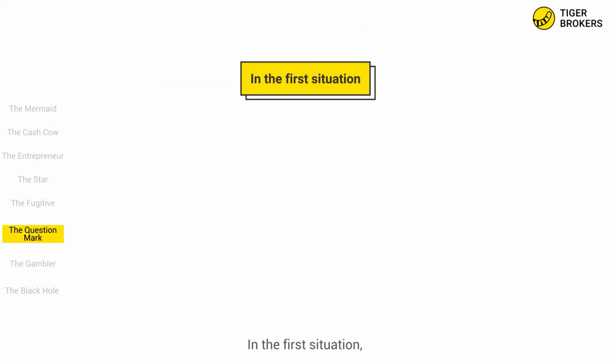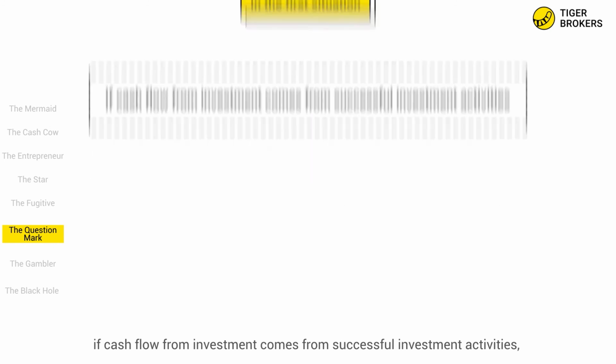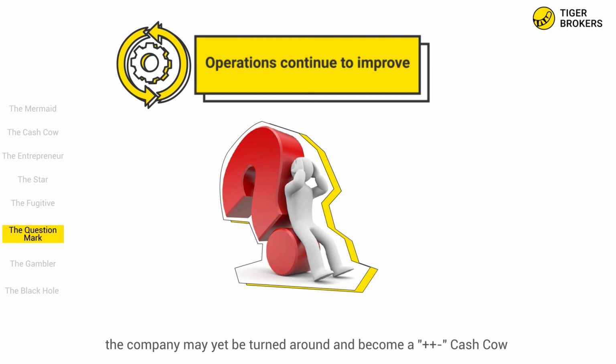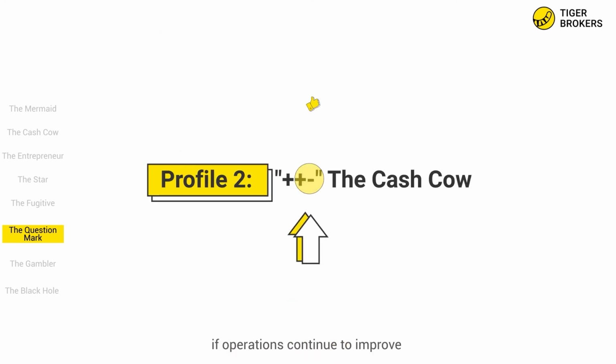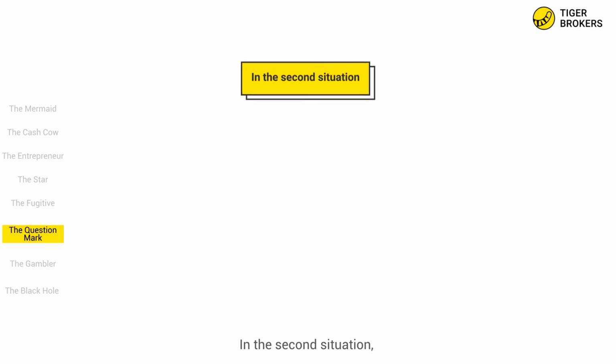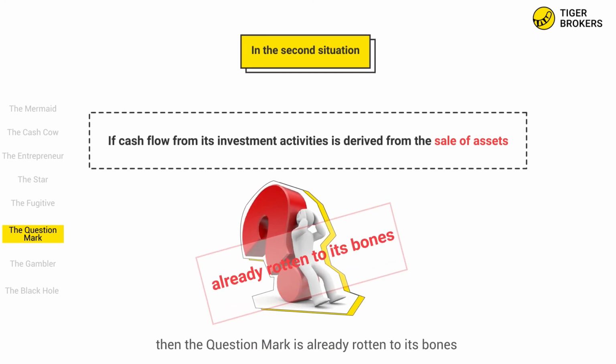In the first situation, if cash flow from investment comes from successful investment activities, the company may yet be turned around and become a double positive, one negative cash cow if operations continue to improve. In the second situation, if cash flow from its investment activities is derived from the sales of assets, then the question mark is already rotten to its bones and completely hopeless as an investment.